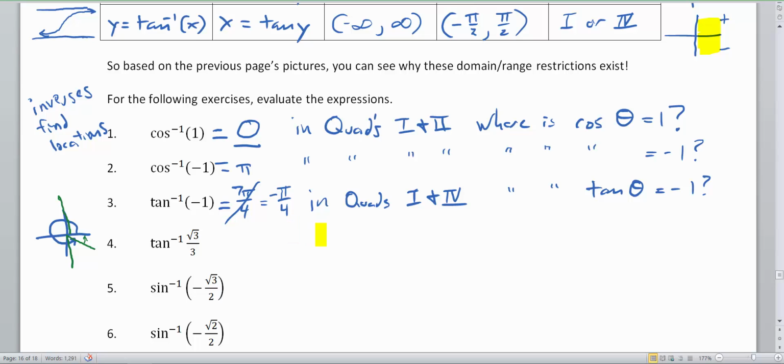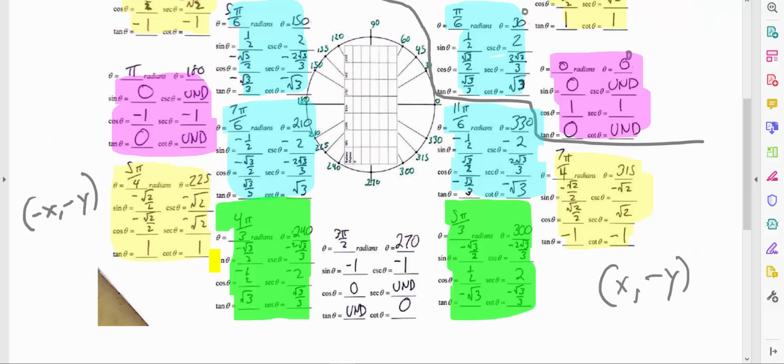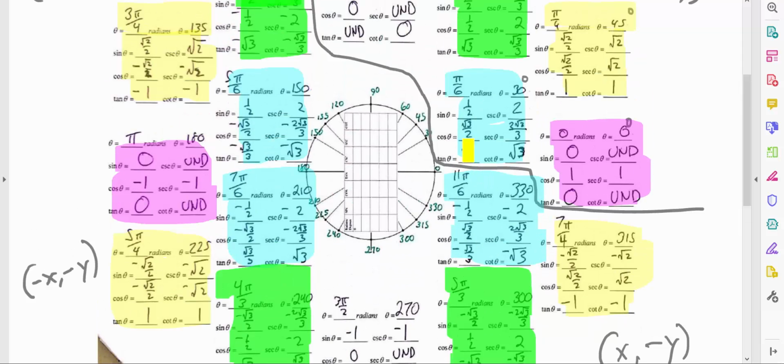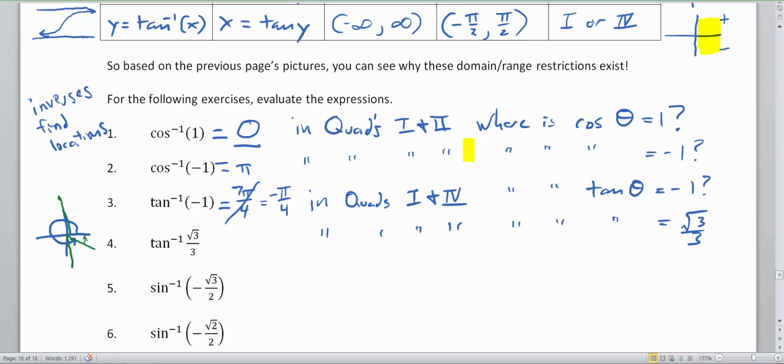Okay, hopefully you have, and this is saying in quadrants 1 and 4, I'm using these ditto marks so I don't have to write all this out again. Where is tangent theta equal to square root of 3 over 3? Well, luckily, since it's positive, we're going to be looking in the first quadrant, because the first quadrant's positive for tangent, and square root of 3 over 3 for tangent is right there at pi over 6. So your answer here is pi over 6.